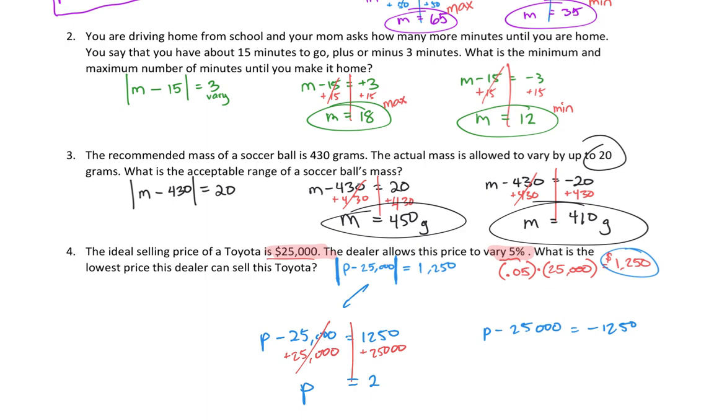I didn't stack this up very nice. It would have been a lot easier if I would have stacked it up. 26,250 is the most we'll be paying for our Toyota. Or maybe I'll be paying less. All right, do the subtraction, and we do get 23,750. All right, that was the most fun one by far.